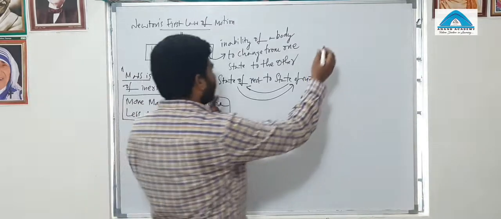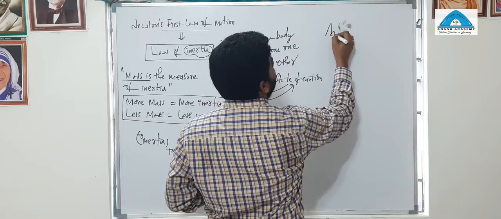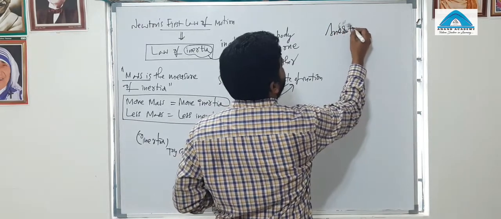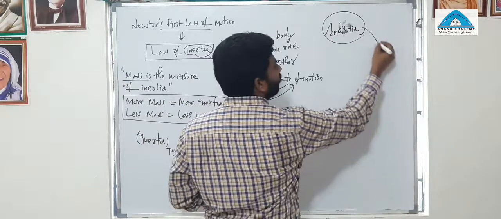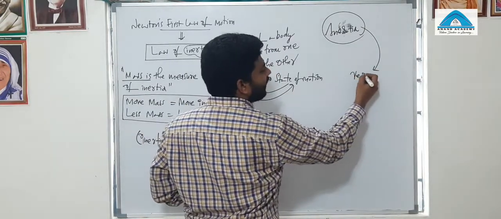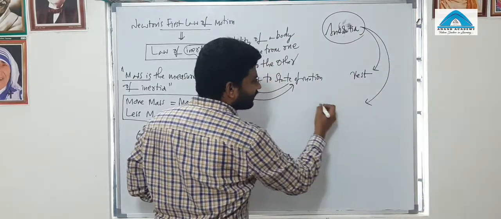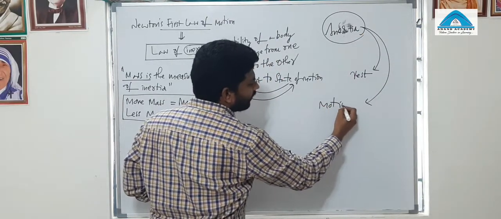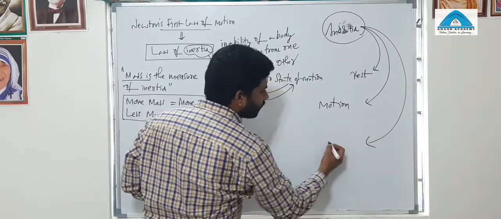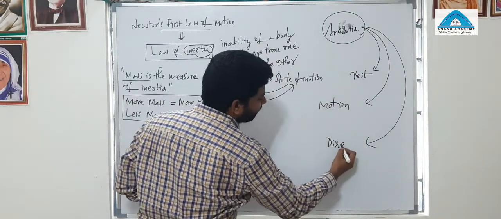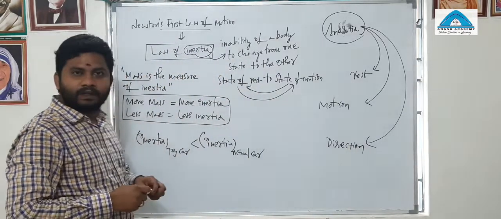Right? And look at here, inertia and its types. Number one, inertia at rest. Number two, inertia of motion. Number three, inertia of direction of a body. Ready?